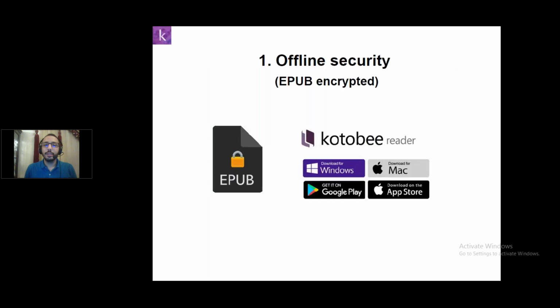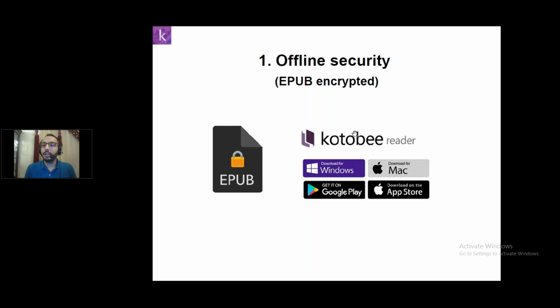Okay, so the first category of the ways is the offline security. It actually has one way out of the 4 ways, which is exporting your ebook as an EPUB encrypted file. We all know the EPUB format. You can export as an EPUB file and you can read this file by any EPUB reader. However, for the EPUB encrypted, you will need to use the Kotobee author to export an EPUB encrypted file that will only be read by the Kotobee reader application.